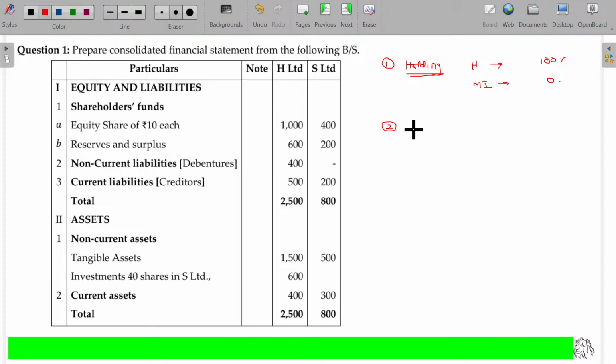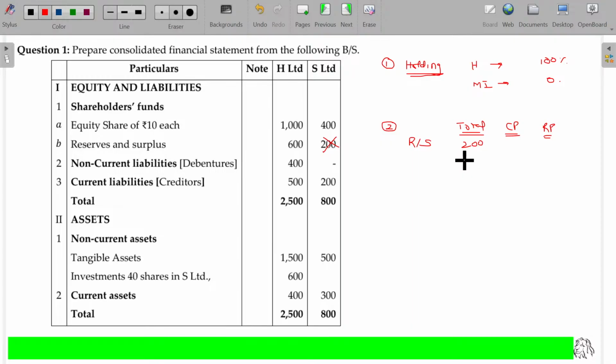Step number 2. Segregation of reserves and surplus into total capital profit and revenue profit. The profit already available at the date of purchase will be called capital profit. The other way, it may be stated as pre-acquisition profit, and revenue profit could be named as post-acquisition profit. So here I am going to take the 200 rupees. If any value is taken from the balance sheet, thereafter you should not worry about that. I posted here, this will be ultimately posted somewhere. You have to cross verify.